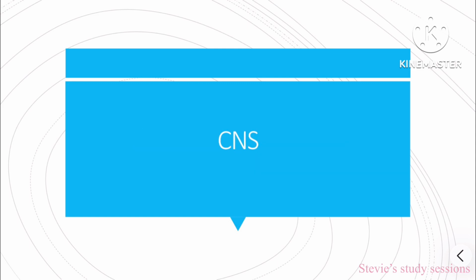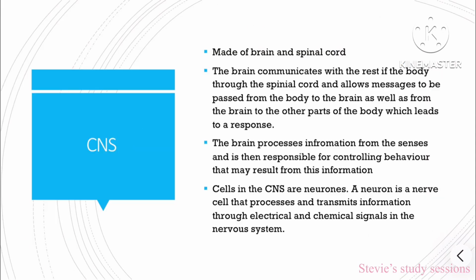CNS, also known as the central nervous system. Now, the CNS is made up of the brain and spinal cord. The brain communicates to the rest of the body through the spinal cord and allows messages to be passed from the body to the brain, as well as from the brain to other parts of the body, which leads to a response. The brain processes information from the senses and then is responsible for controlling the body's behaviour that may result from this information. Cells in the central nervous system are neurons.